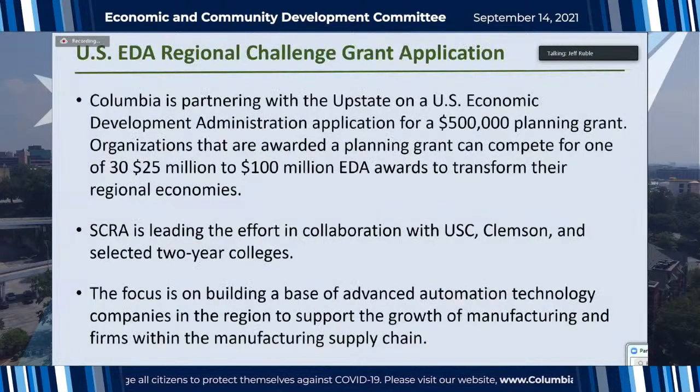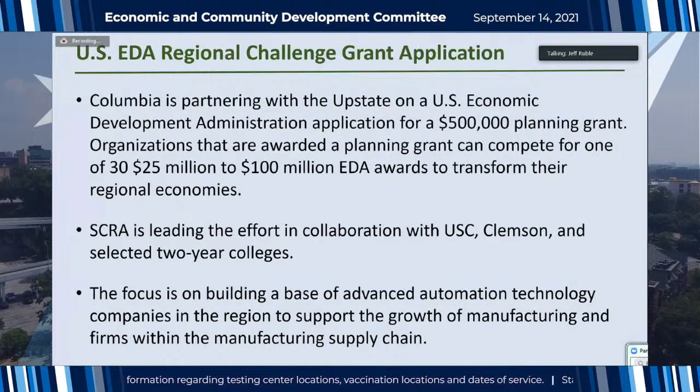Another area that we're working on is a USDA grant, EDA grant. So there are $25 million to $100 million EDA awards that are going to come out. We recognize that. I'm remiss, I should have mentioned Gary Power's name a long time ago. Gary's been driving this. Gary spotted this and said, whoa, whoa, whoa, who's leading the charge on this? And nobody was.